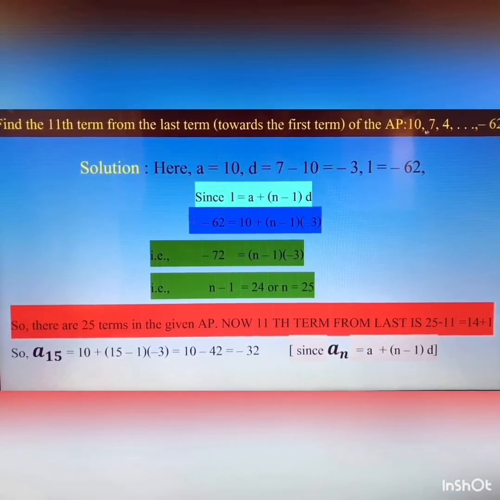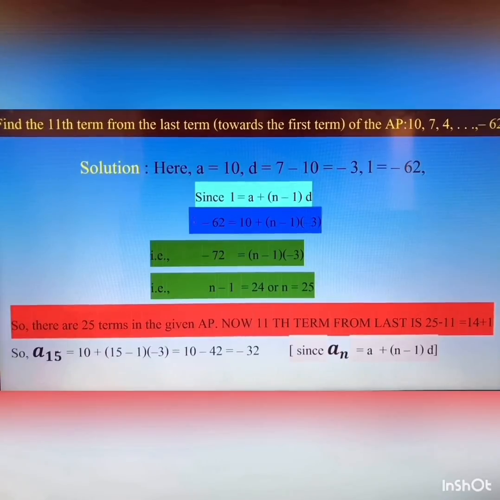But first of all we will find the total number of terms. The total number of terms in this AP is 25. Now 25 minus 11, we will get 14, and 14 plus 1, that is the 15th term is the 11th term from the last. The 15th term from the starting is the 11th term from the last.